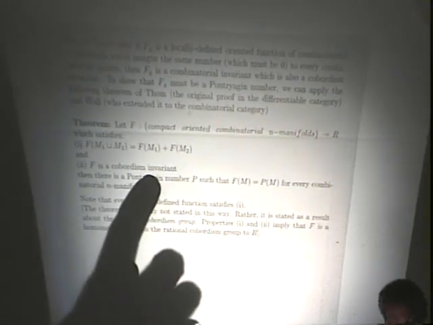And then the very last slide is: what have we done? We've shown that if it's an oriented, locally defined function which assigns the same number to every sphere, then it's a combinatorial invariant and it's a cobordism invariant. Moreover, it's obviously true that if you take a disjoint union, what it assigns to a disjoint union is the sum, because it's the integral of something local.